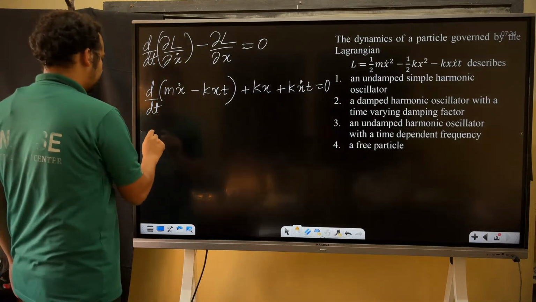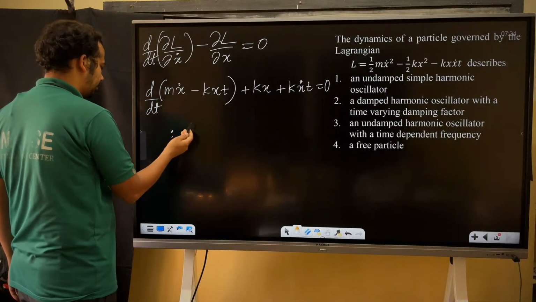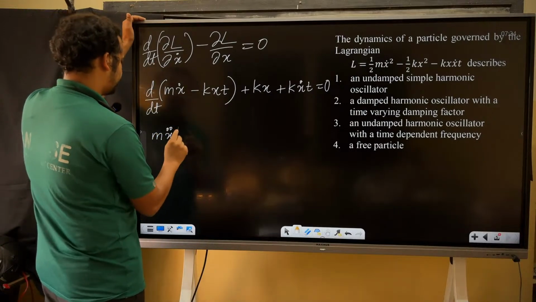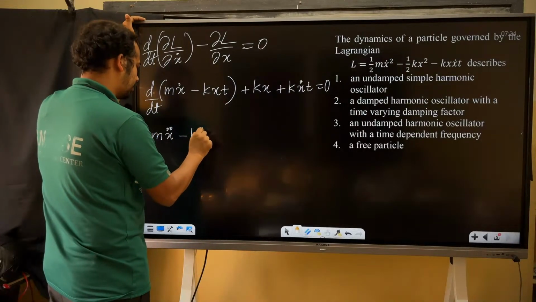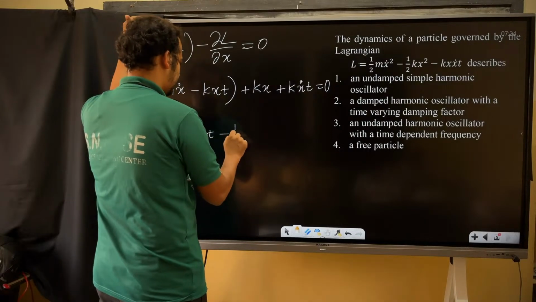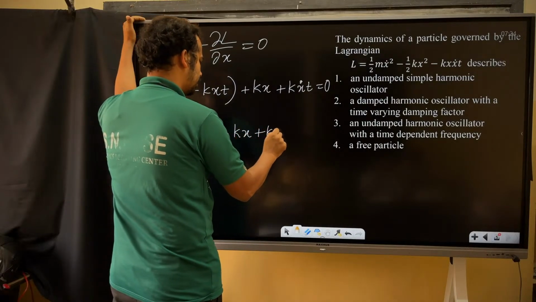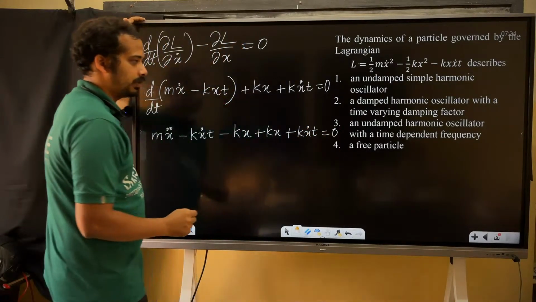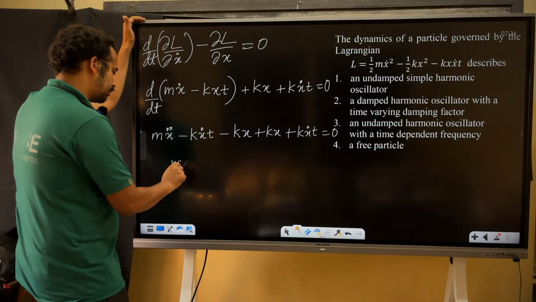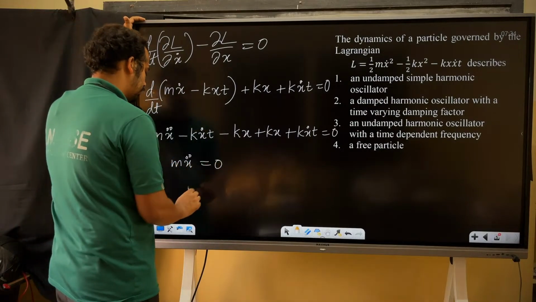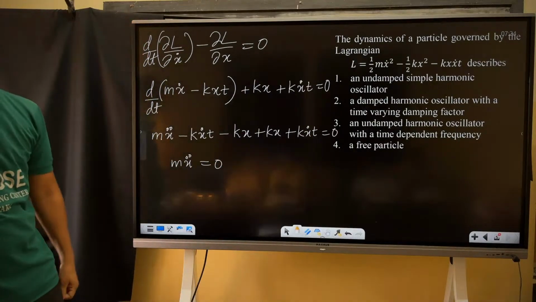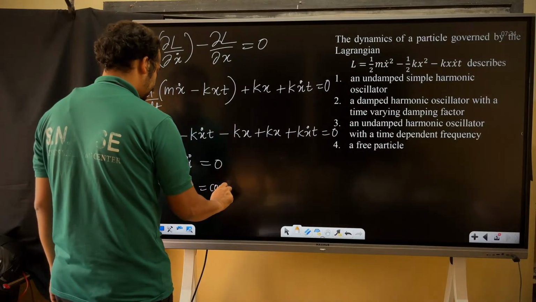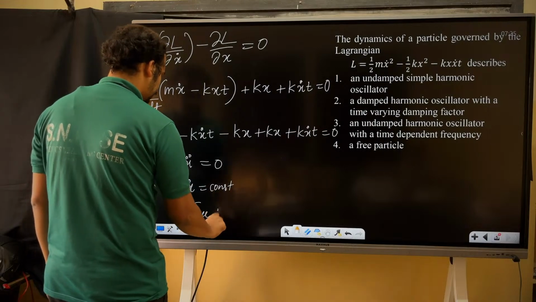So just take the time derivative here: m x double dot minus k x dot t minus k x plus k x dot t equal to 0. What you ended up with? m x double dot equal to 0. That means it's a free particle. Acceleration is 0, isn't it? That means x dot is equal to constant. It's a free particle.